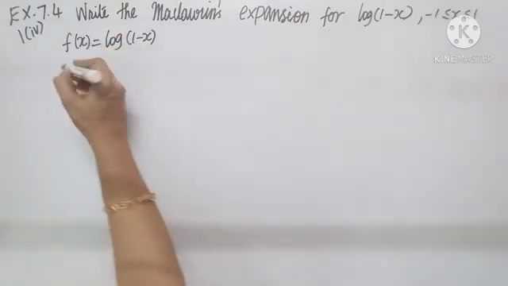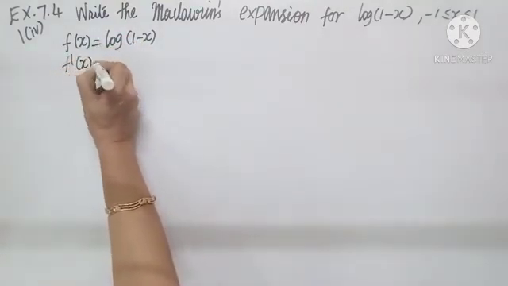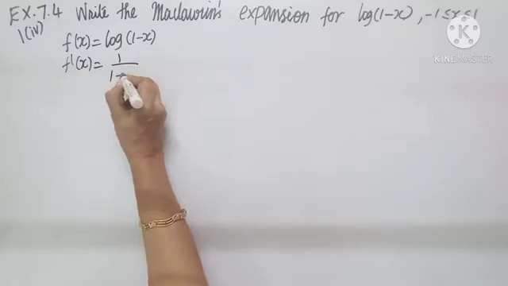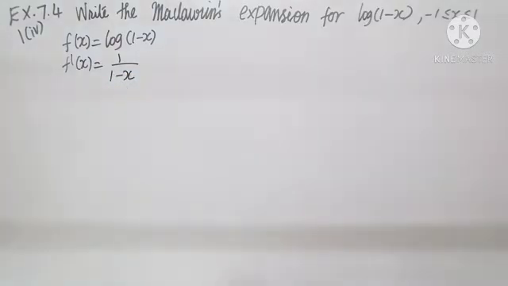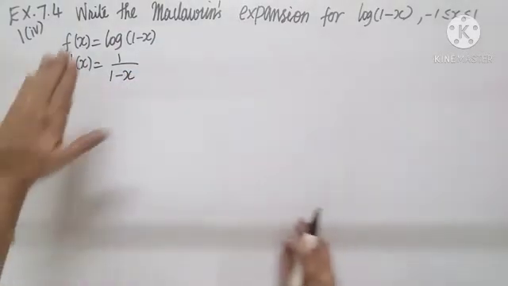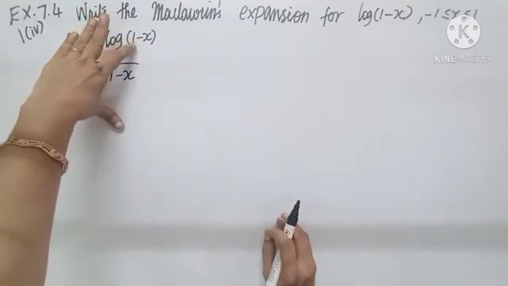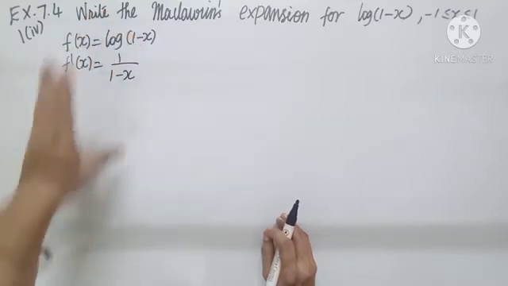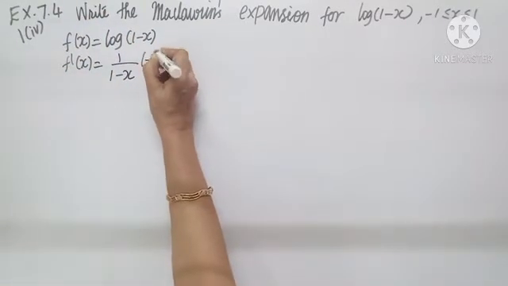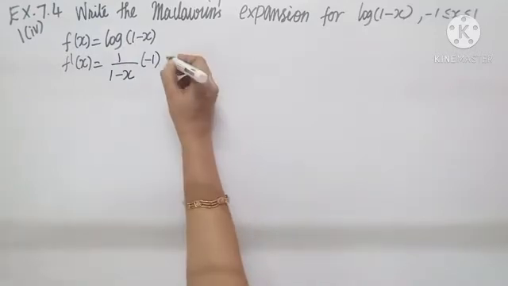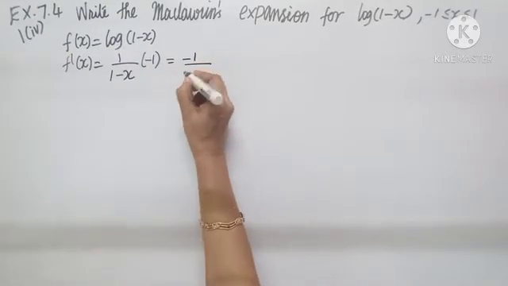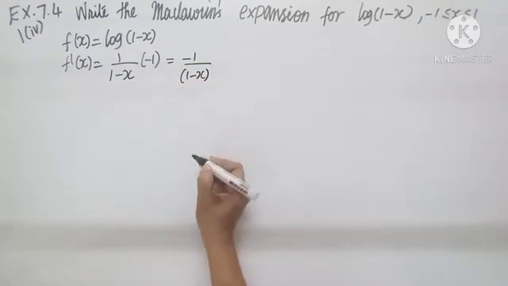Well, we shall proceed. f dash of x. Log will become 1 by 1 minus x, and then the derivative of 1 minus x: 1 is a constant, it will become 0, minus x will become minus 1. So what is my answer? Minus 1 by 1 minus x.